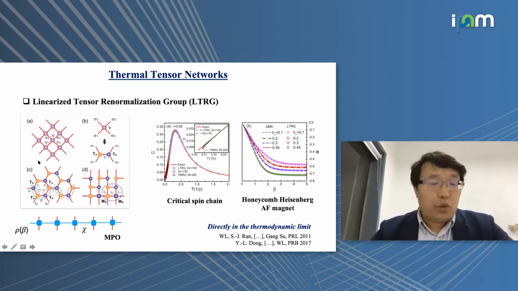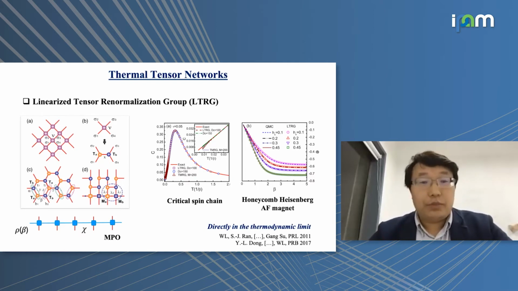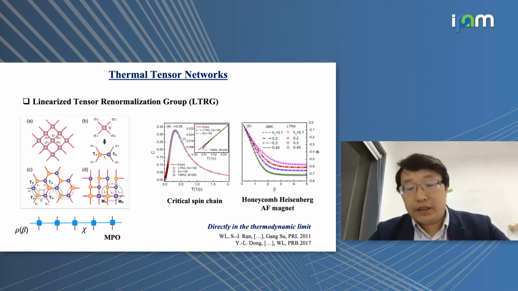So for a one-dimensional system, a 1D quantum spin chain for example, its partition function can be written as a 1D thermal tensor network. At each site, there's a local tensor, which stores the Boltzmann weights. Then if we contract along the horizontal direction, the imaginary time direction, linearly, we arrive at a matrix product operator representation of the density matrix at a given temperature. With this method, we are able to compute the thermodynamic properties directly in the thermodynamic limit.